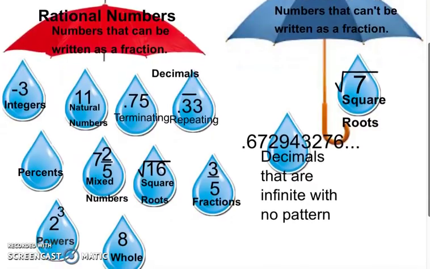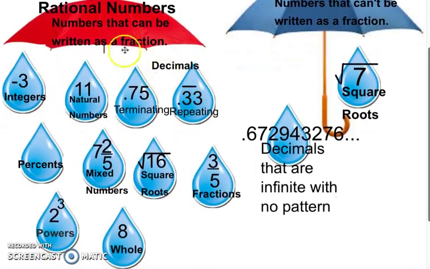There are quite a few different types of numbers, as you can see, that can be written as a fraction. The first type is an integer, and we'll talk about that in just a moment. This is an example, -3. Natural numbers, decimals, which are in two categories, terminating, which means they stop, and then repeating, which means they have a pattern. And we use a repetend symbol to show that pattern. Percents, powers, mixed numbers, square roots, whole numbers, and then fractions. Those are all within this category of rational numbers.